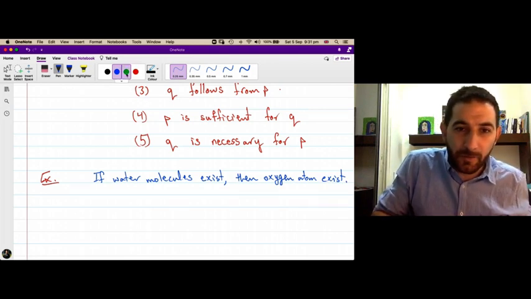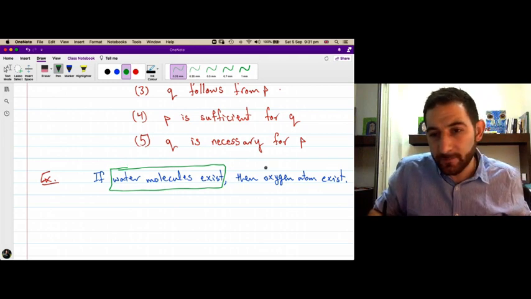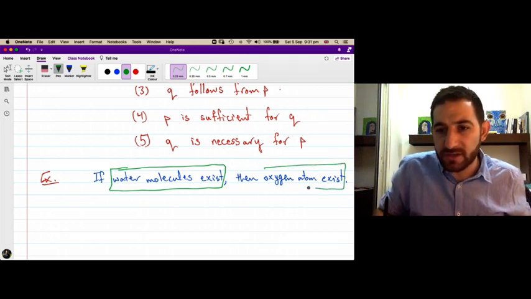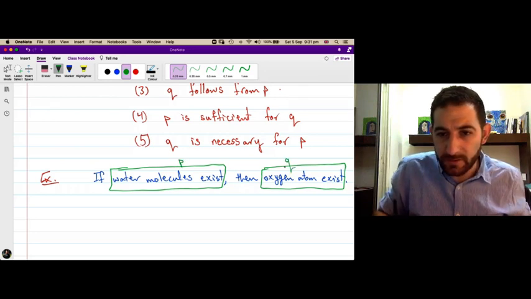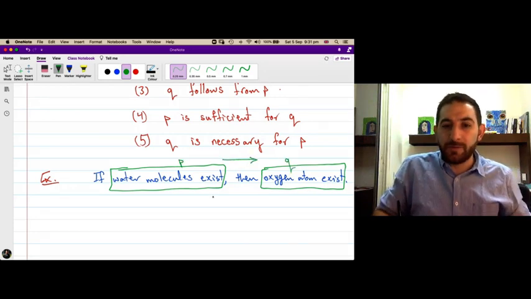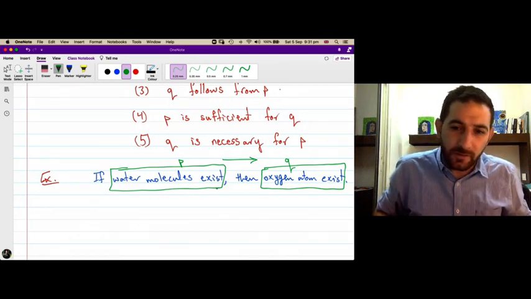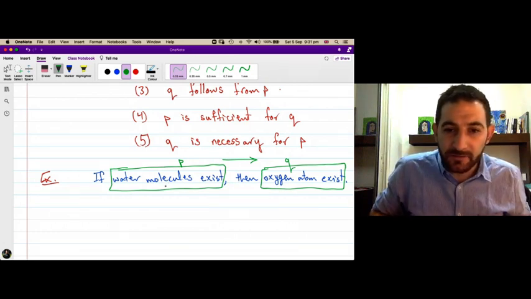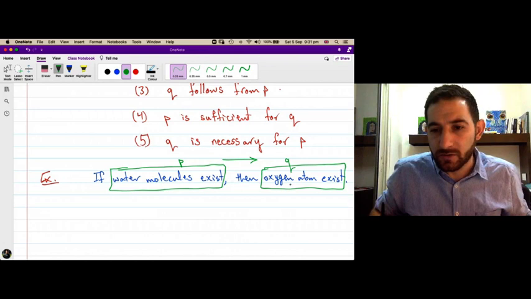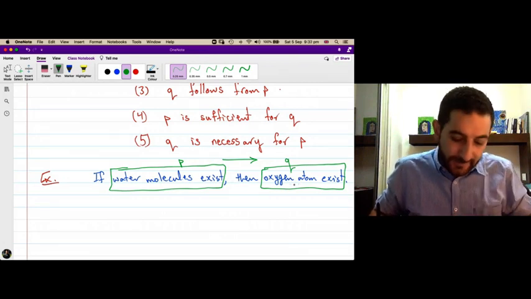Now what is the hypothesis of this conditional statement? This is the hypothesis. This is P. Water molecules exist. What is the conclusion? It is oxygen atoms exist. This is P and this is Q, and this is a statement of the form P implies Q. Now you ask yourself whether this is true or false. In the world it is true because a water molecule is made from 2 hydrogen atoms and 1 oxygen atom. So whenever you have water molecules, you will have oxygen atoms.